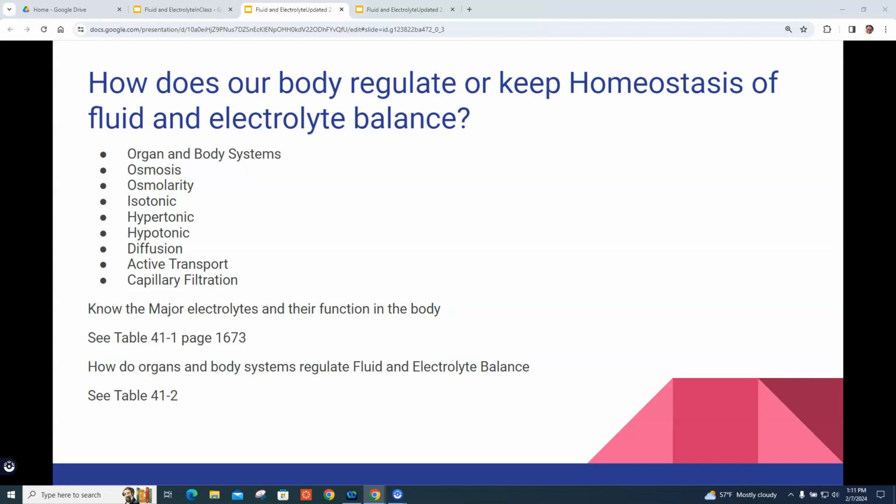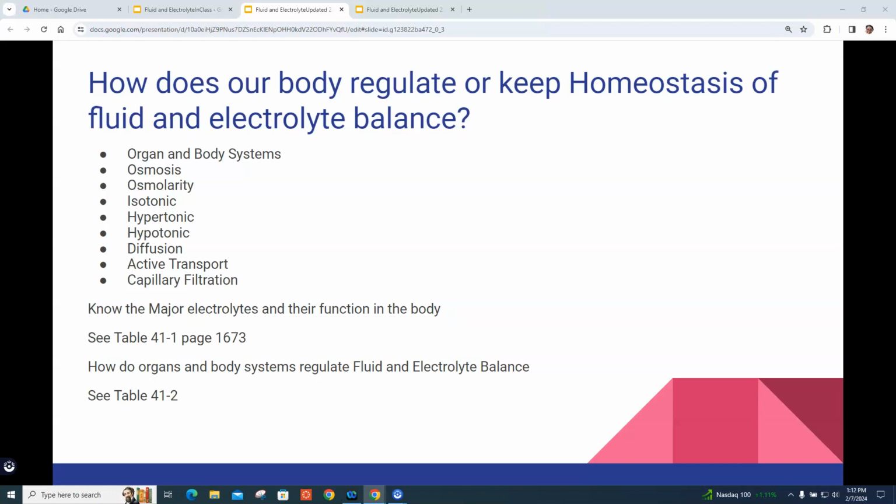For example, in table 41-1, you have sodium, which is what we call the chief electrolyte in the extracellular fluid. So that is found outside of the cell. And the normal serum concentration is 135 to 145.